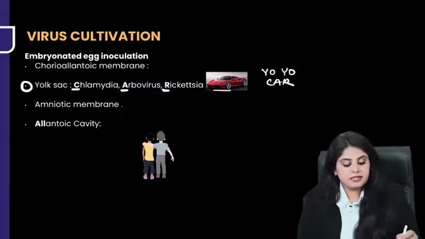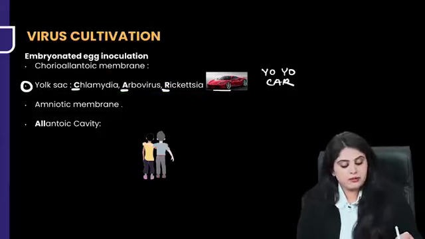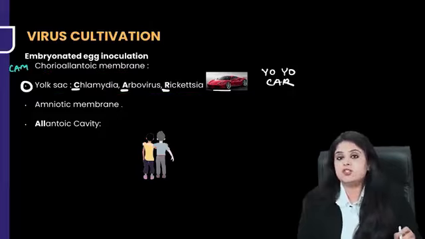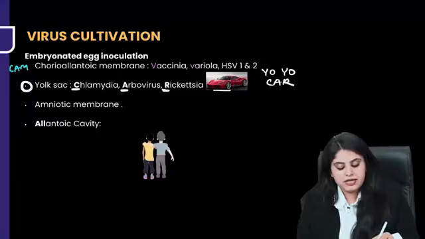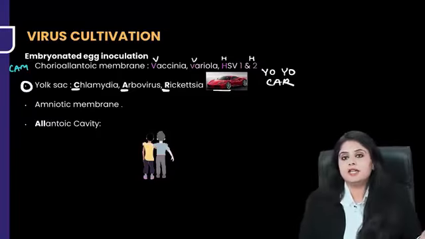Okay, now we say, what is in the chorioallantoic membrane? In the CAM, we have VVHH. What is VVHH? We have vaccinia, variola, HSV1 and HSV2. So like I told you, in the chorioallantoic membrane, we have the VVHH: vaccinia, variola, HSV1, HSV2.